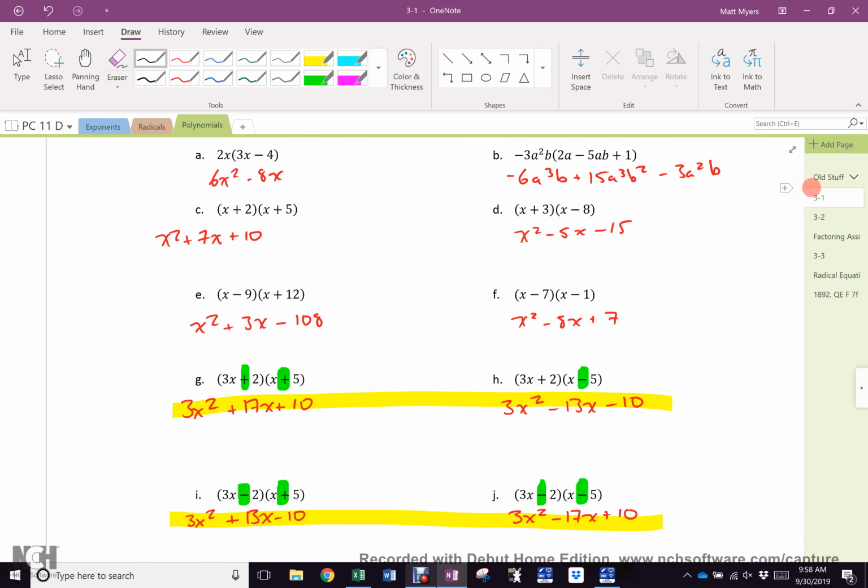Why did I go out of my way to highlight G, H, I, J? Because they're all pretty much the same thing. You'll notice that only the signs have changed.